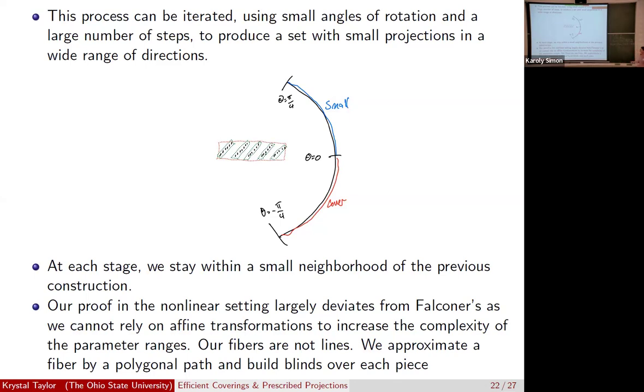Further, we need to approximate one of these given fibers by a polygonal path and build blinds over each piece. So we'll build blinds over each one of these pieces, and then we need to be careful that these pieces communicate with each other. For covering parameters, they help each other. If I cover, you don't have to. For small parameters, they might work against each other, right? So we need to make sure that all the little errors that we introduce, those little epsilon errors when we replace the dot by a neighborhood, replace the line by a rectangle, add up to something small still.